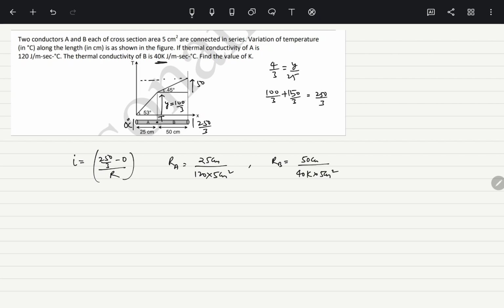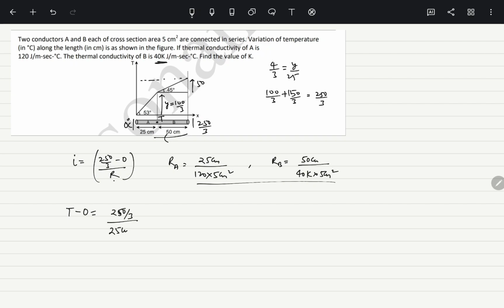So the resistance R is the sum of these two, right? RA plus RB. So let's write the temperature difference across A. The current is flowing in this direction, right? So we can write T minus 0 is equal to IR, right? The current is 250 by 3 upon R. What is R here? This one.